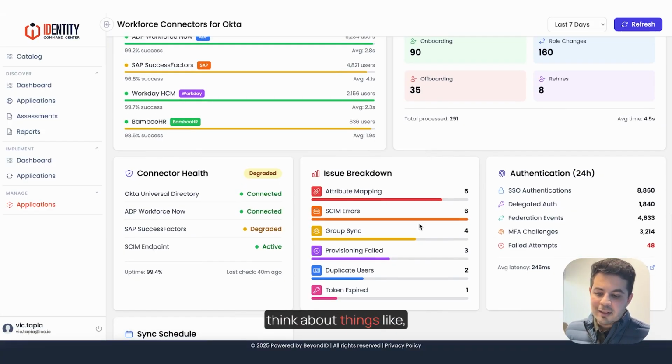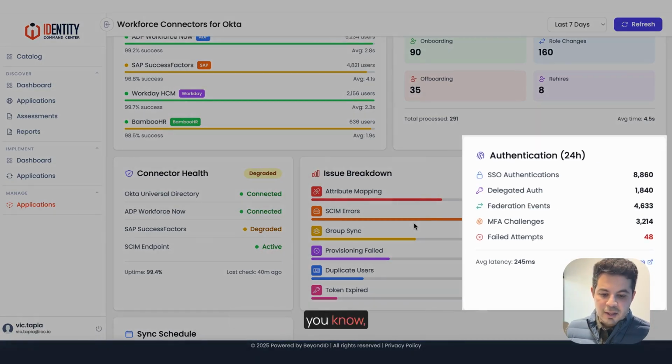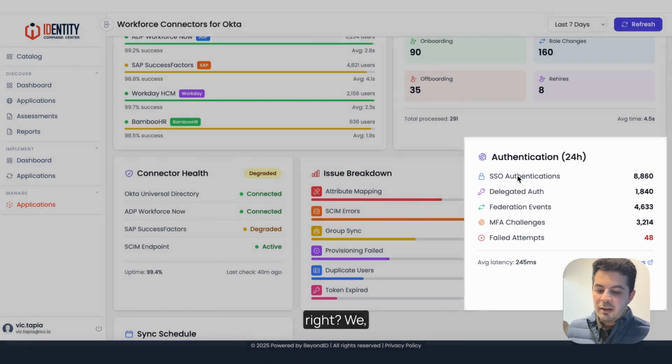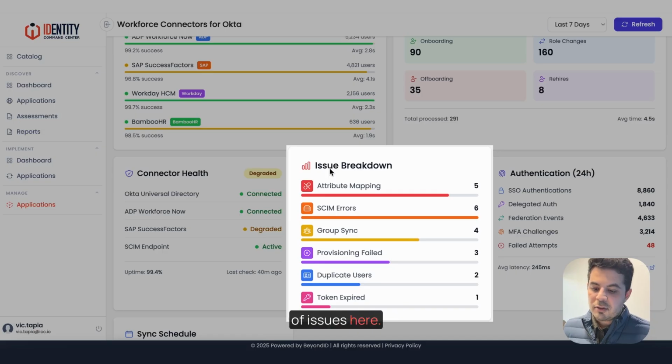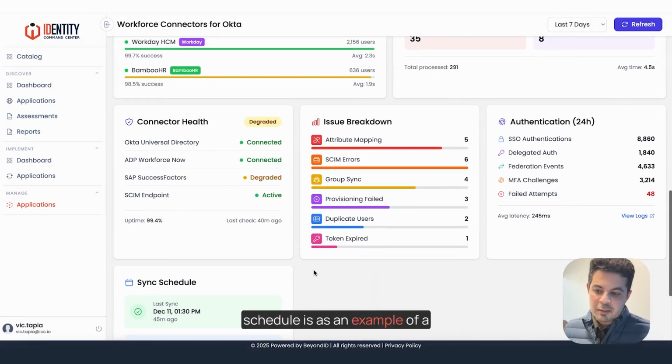So think about things like, we see authentications over a 24-hour span. So we see there were 8,000 SSO authentications, there were 48 failed attempts. We see a breakdown of issues. There were 5 attribute mapping issues. There were 4 group syncs that occurred, and what the sync schedule is, as an example of a connector.